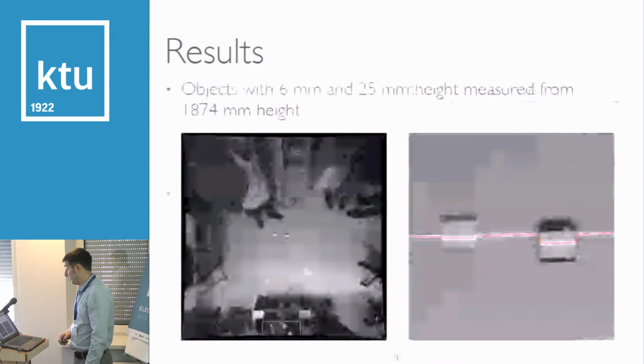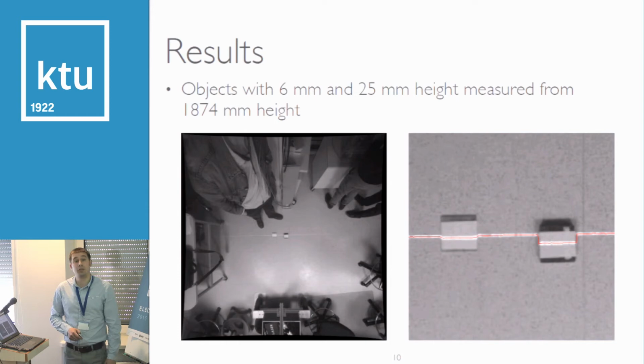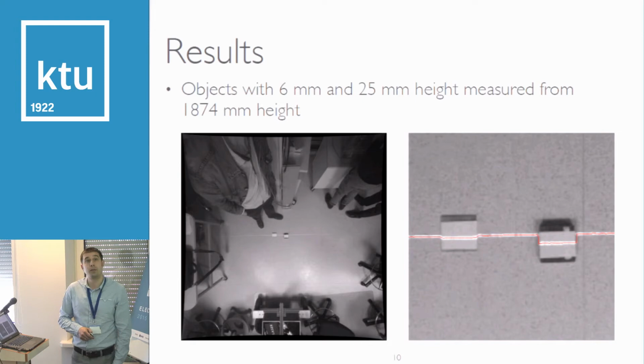And in order to see how the actual measurement results are influenced by the laser line detection resolution in the calibration process, we used two objects to measure the actual measurements. Here is an example of the input image that we used. It's taken from around 2 meter height. There are two objects. One is 6 millimeters in height, and the other one is 25 millimeters in height. And here is a bigger image of these objects zoomed in. And from the measurement image, the laser line is detected with subpixel resolution. So the only time when the method is changed is in the calibration process.